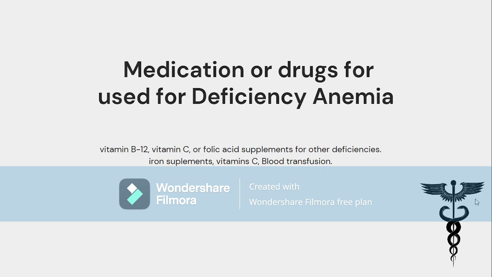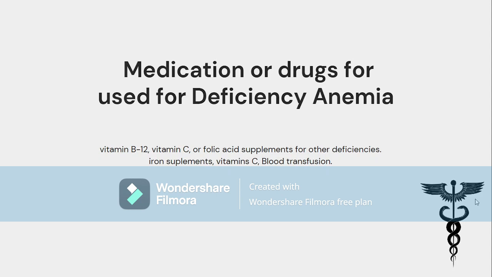Next is the folic acid supplement. Folic acid deficiency anemia results from insufficient levels of folic acid, a B vitamin important for red blood cell formation. Folic acid supplements, usually taken orally in tablet form, help correct the deficiency and promote production of healthy red blood cells.